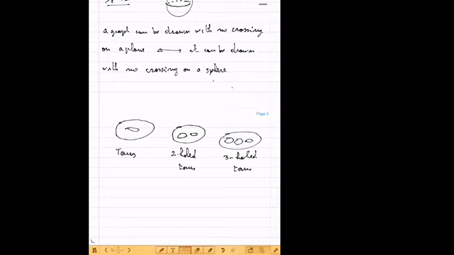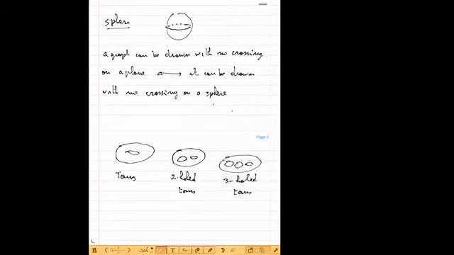And the sphere is denoted by S sub 0. The torus is denoted by S sub 1, which is the number of holes that you have. This will be S sub 2, and this will be S sub 3, and so forth. And those numbers are called the genus of the surface. So in general, when you look at S sub p, this non-negative integer p is the genus of the surface. And you can think of the number of holes that the donut has.